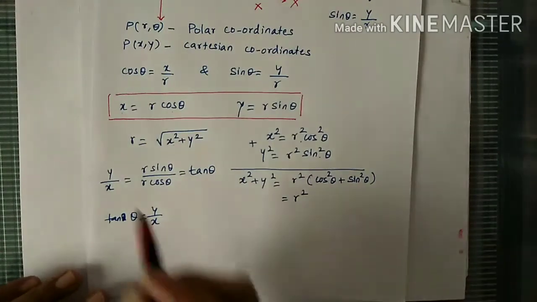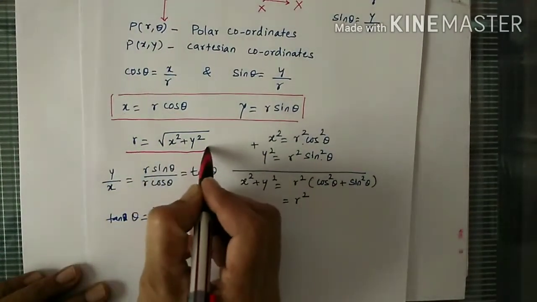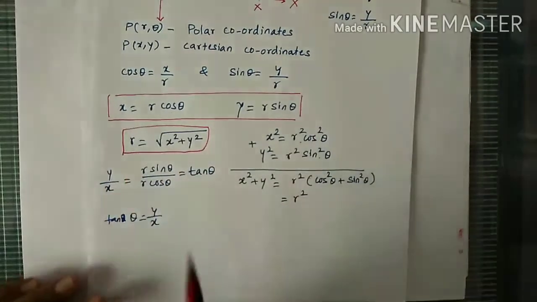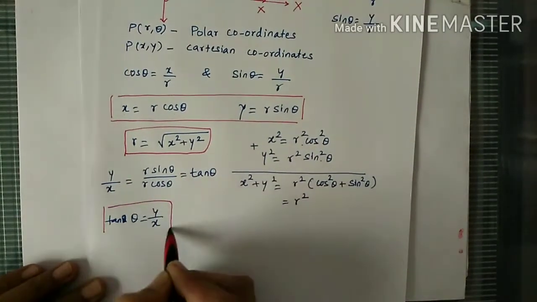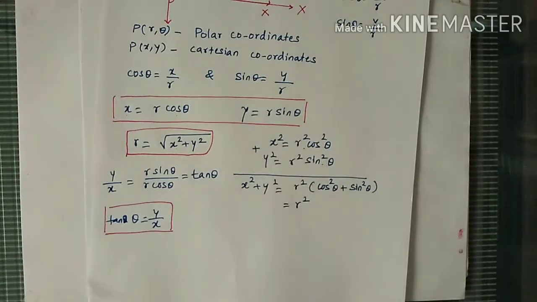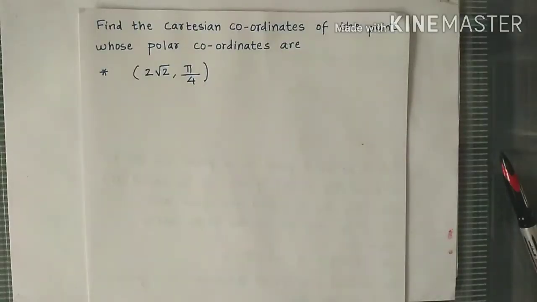So to find r, we use the formula r equal to root x square plus y square, and to find theta, we use the formula tan theta equal to y by x. Let's solve some examples based on the relation between Cartesian coordinates and polar coordinates.